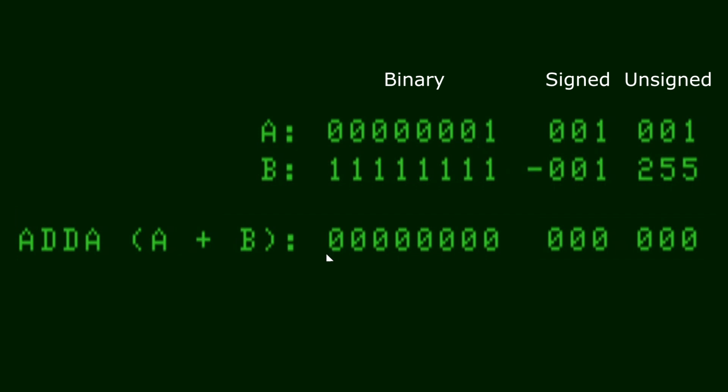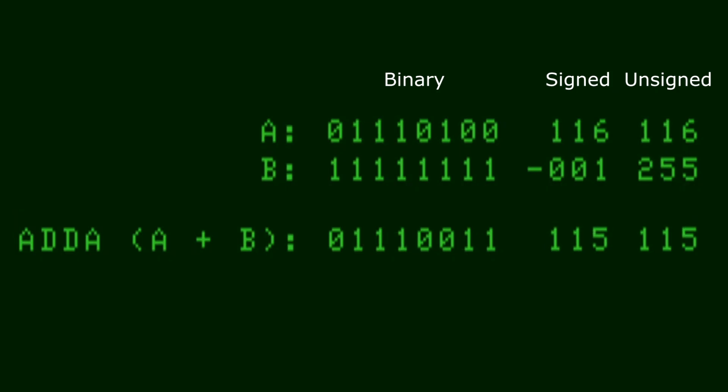So sure enough, 1 plus negative 1 gives us 0. What about 2 plus negative 1? If I add starting here, 0 plus 1 is 1, 1 plus 1 is 0, carry the 1, 1 plus 1 is 0, carry the 1, and so on. So I end up with 1 when I do 2 plus negative 1.